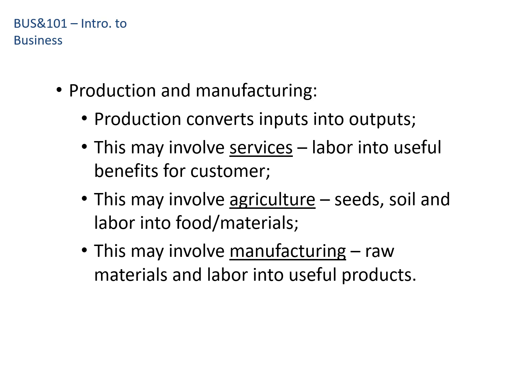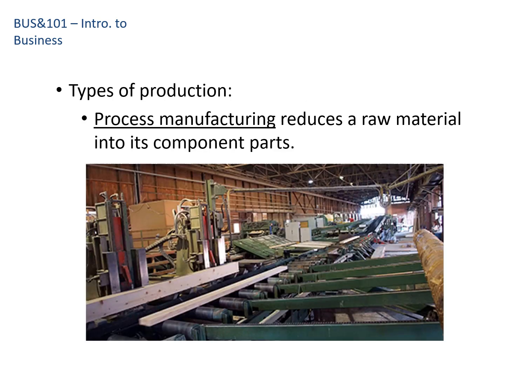There could be services involved. So that's labor that you apply some useful benefit for a customer. So that could be services. It could involve agriculture. That's converting seeds and soil and water and creating food. And then there's also manufacturing, which is factories and that sort of thing that we normally think of. So a couple different types of production.